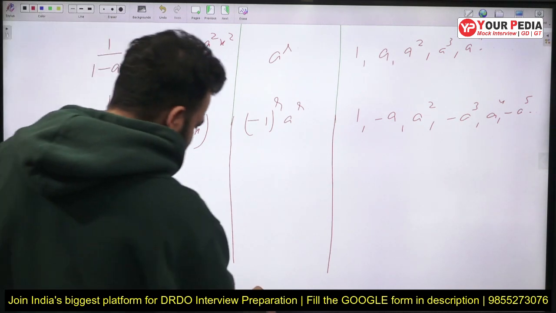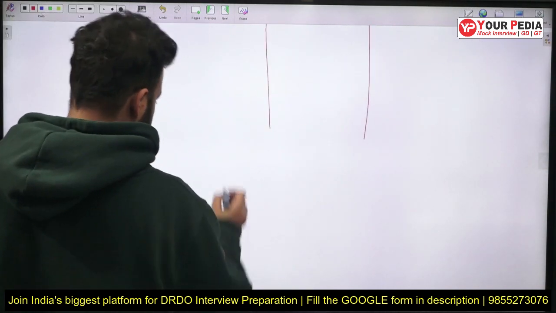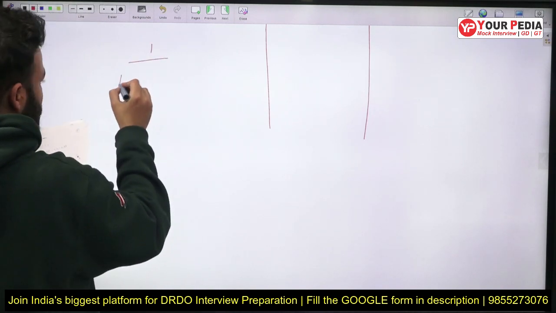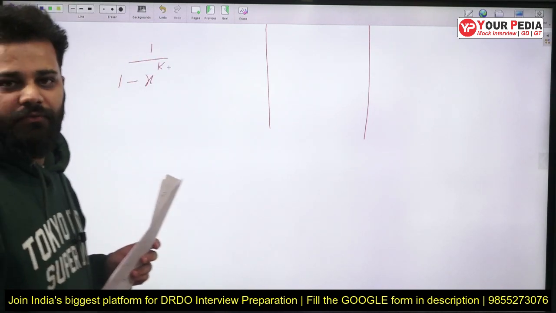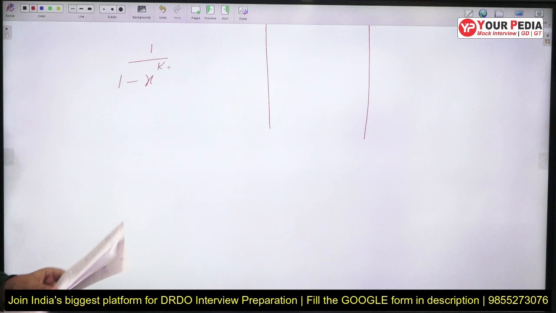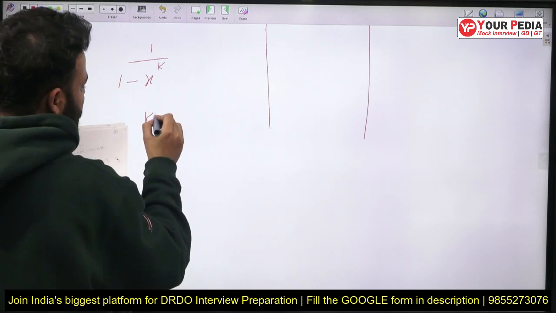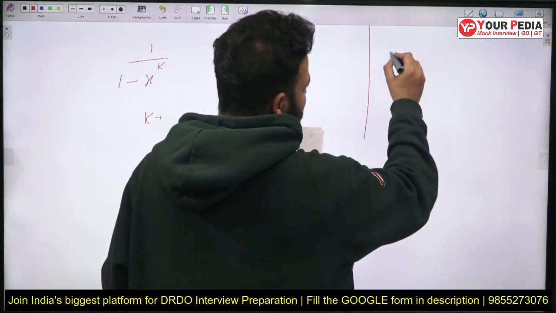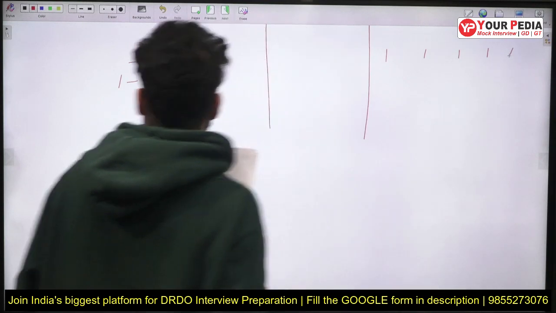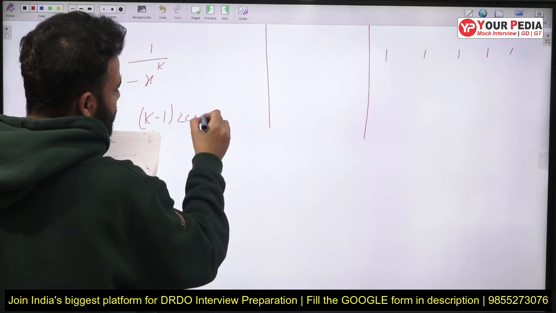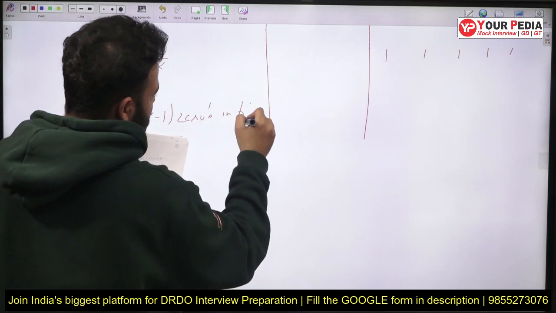Now if we move further here, there are some different constraints that you need to keep in mind. Let's say that in the question it is saying 1 by 1 minus x raised to power k, not 1 minus x whole raised to k, but x raised to power k only. So what's the constraint here? For normal 1 by 1 minus x, the sequence is 1 1 1 1 1, but when the value of k is there, you have to put k minus 1 zeros in between each one.